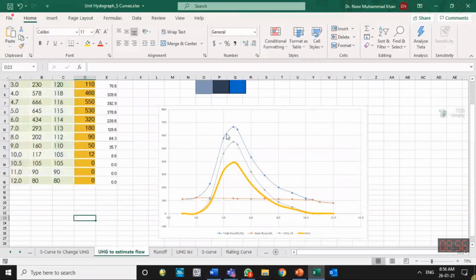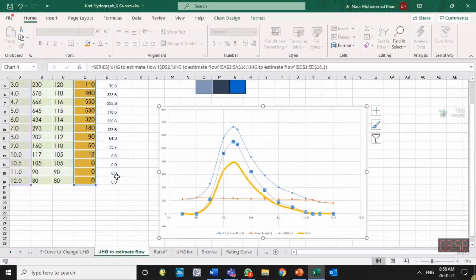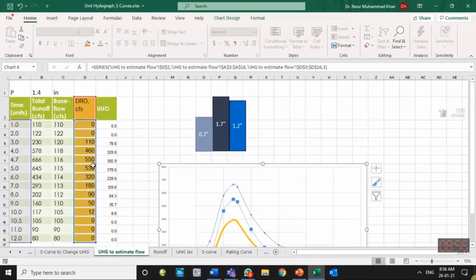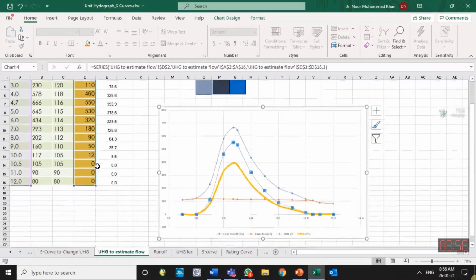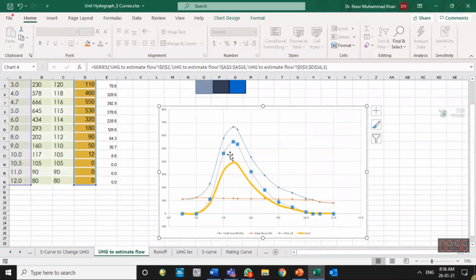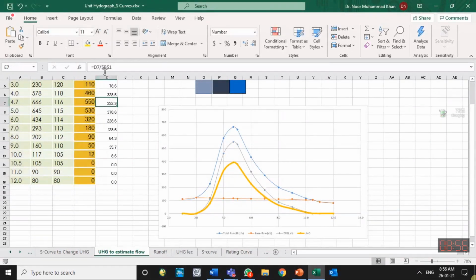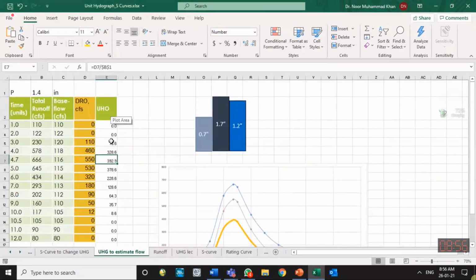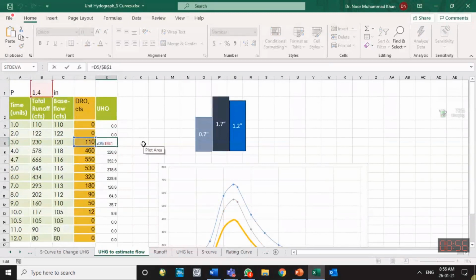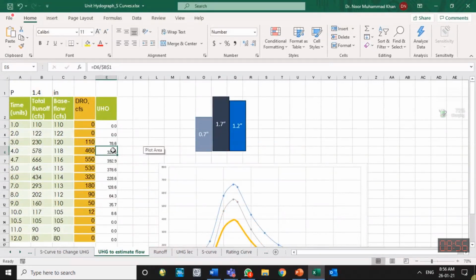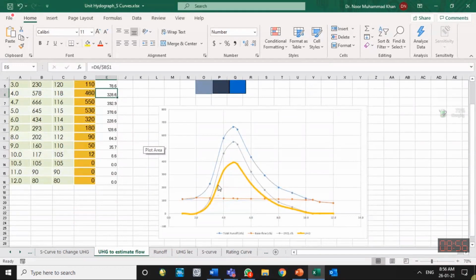The difference of the blue and this red line is the direct runoff hydrograph for the effective rainfall of 1.4 inch. Who told me this? Question told me that effective rainfall is 1.4 inch. So we reduce it or we normalize it by the effective rainfall. We divide this by 1.4 in this E column. I have divided it by 1.4. So what we get is the hydrograph that is shown over here.